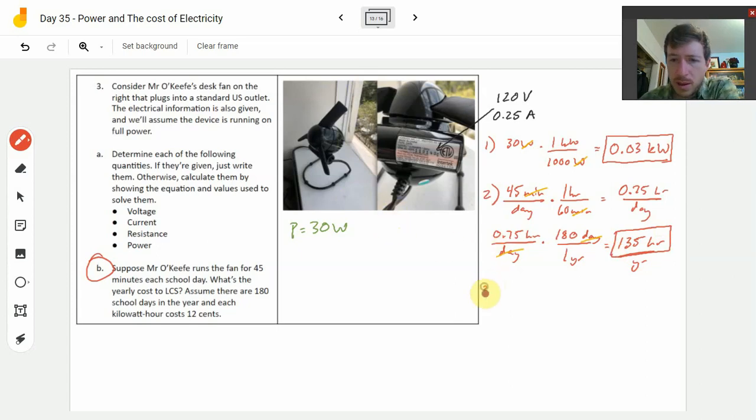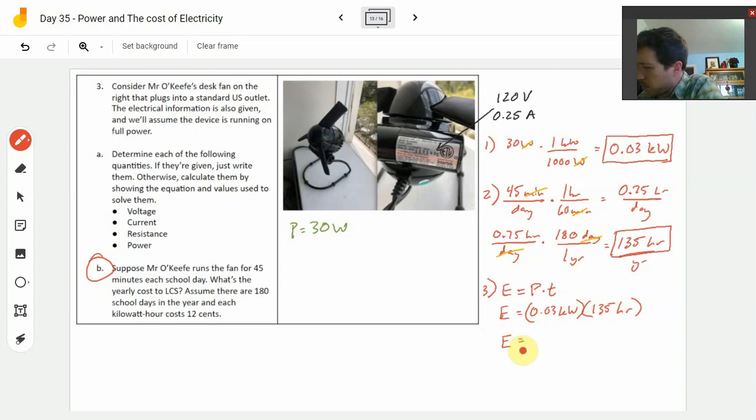Number three, the total amount of energy is equal to that power times time. So the energy that this fan is actually using in that year is our power, which is 0.03 kilowatts, times our time, which is 135 hours. So the energy actually used ends up being 4.05 kilowatt hours.